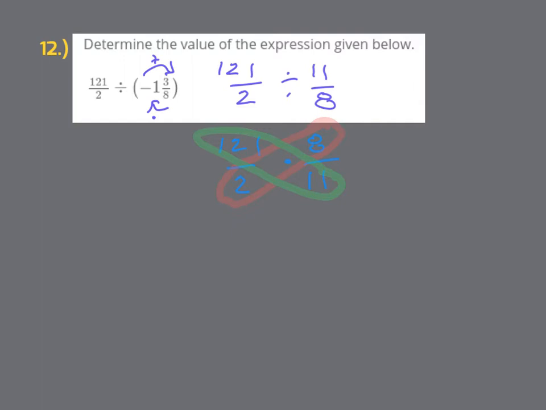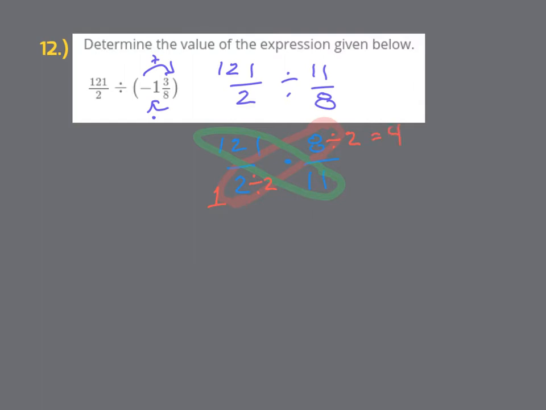However, at this point, let's just make our lives a whole lot easier. So let's start with 2 and 8. What's the gazinta that 2 and 8 share? Well, that's easy. It's 2. 2 divided by 2 and 8 divided by 2. 2 gazinta both of them. So 2 divided by 2 leaves me with 1, and 8 divided by 2 gives me 4.